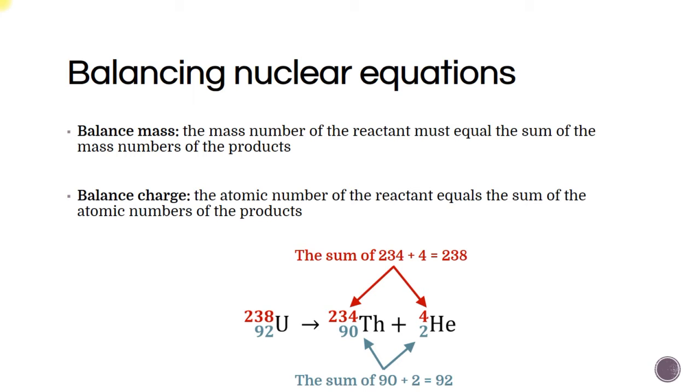Okay. So this is showing the same idea in a bit more detail. All right. So what we call this is balancing the mass, which is the top numbers, the red, and balancing the charge. We want to make sure that the protons are equal in the beginning and the end.